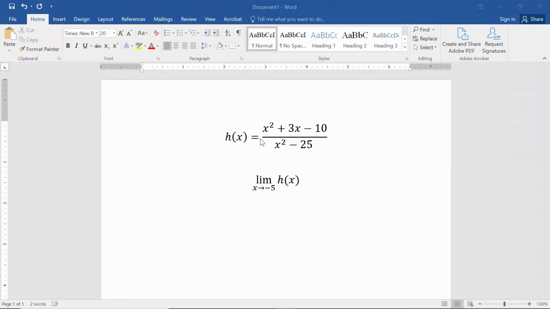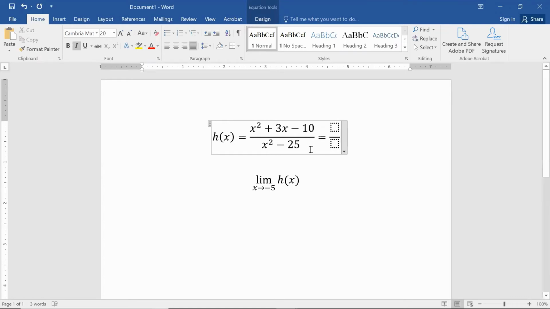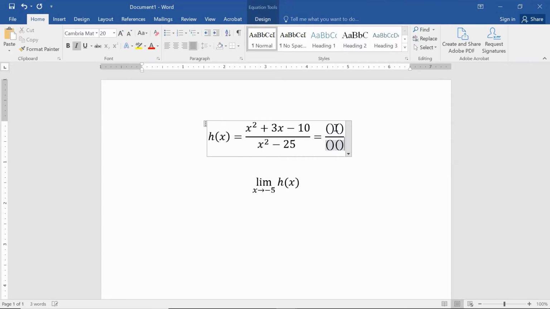So the algebra skills that we're going to utilize here are the algebra skills of factoring. So we have our h of x, and it turns out that since h of x is a rational function with a quadratic polynomial on top and a quadratic polynomial on bottom, I can factor the top into a product of two linear pieces. And I can factor the bottom into a product of two linear pieces.